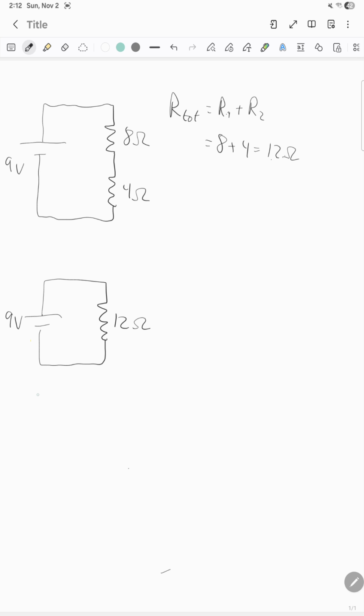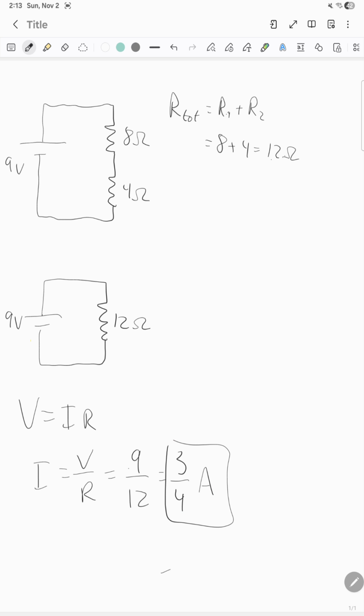So because we do have the same current, all we could do is use Ohm's law, which we remember is V is equal to IR. So we could just rearrange and get I, which is equal to V over R, which will just be 9 divided by 12, and we will simply get 3/4 amp. So this is the final answer.